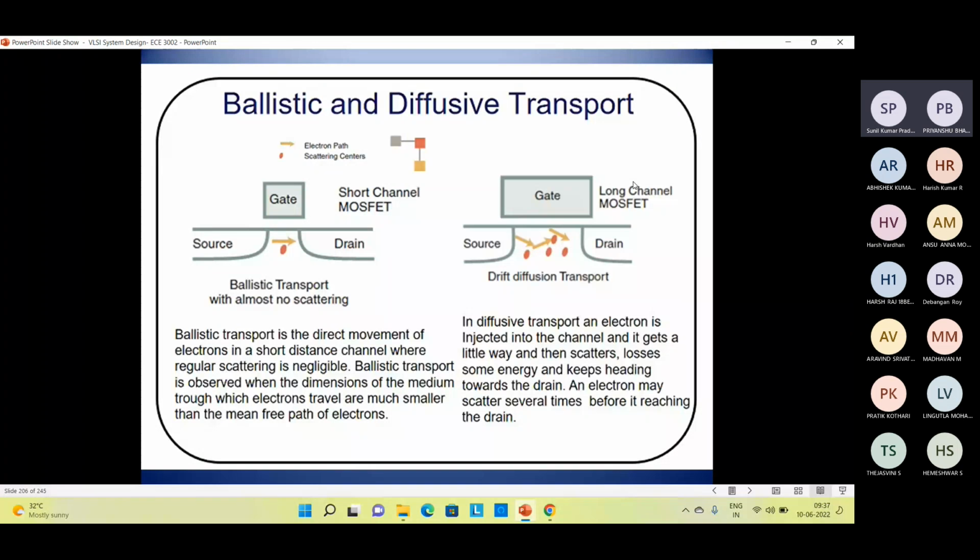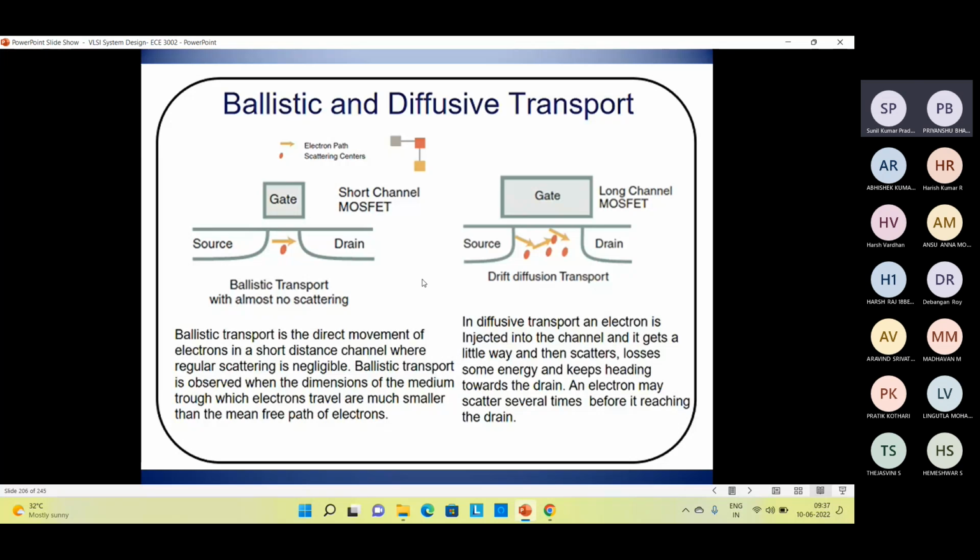So just to summarize, ballistic transport is the direct movement of electrons in a short distance channel where regular scattering is negligible. Ballistic transport is generally observed when the dimensions of the medium through which the electron travels are much smaller than the mean free path of electrons. Whereas in diffusive transport, an electron is injected into the channel, goes a little way and then scatters, loses some energy and keeps heading towards the drain. An electron may scatter several times before reaching the drain. So that is the difference between ballistic and diffusive transport in MOSFET devices.